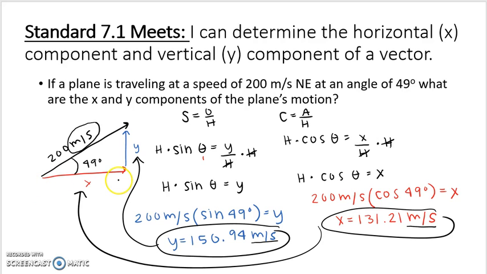If x is going to the right, it should be positive. If y is going up, it should be positive. If x went left or y went down, we would need those to be negative numbers. So just keep an eye on your numbers and whether their signs are correct.